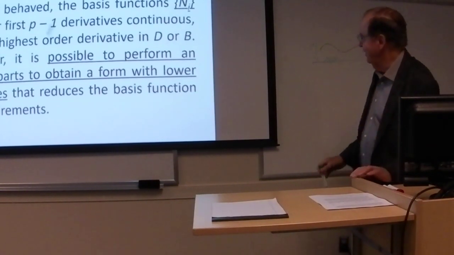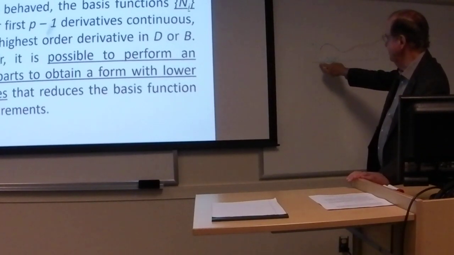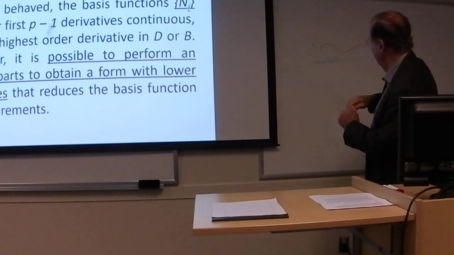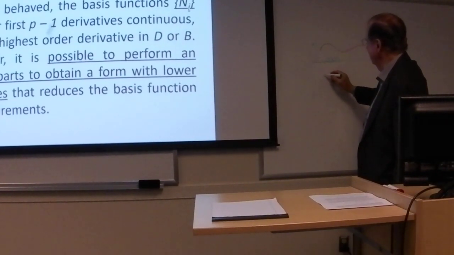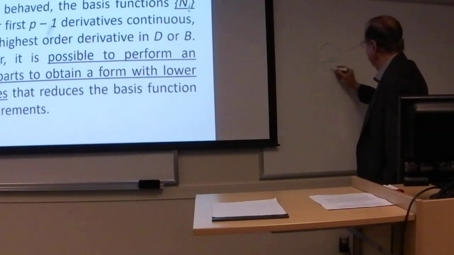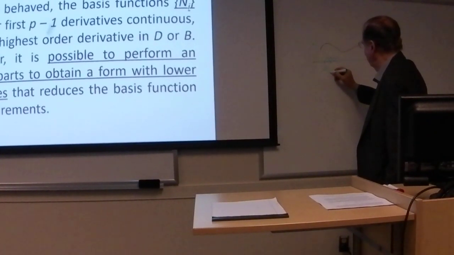If, for example, this is your basis function and you have a second order derivative, the first derivative of this is, let's see, here it's plus 1, and then it jumps and is minus 1 for this curve. Its derivative is plus 1 here, minus 1 here.